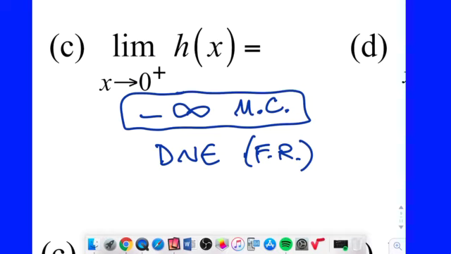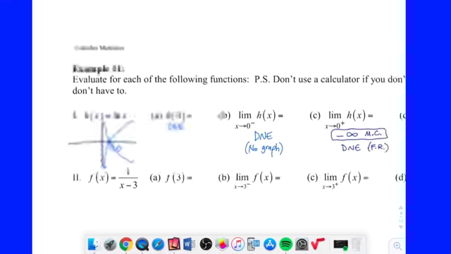Plug in a number. Yeah. We're approaching it from the right of 0, so what's the number to the right of 0 we could plug in? 10? 5? 5 million? How close to 0 do we need to be? We need to be as close as possible. Yeah, I wouldn't even go to 1. I wouldn't even go to 1, okay?